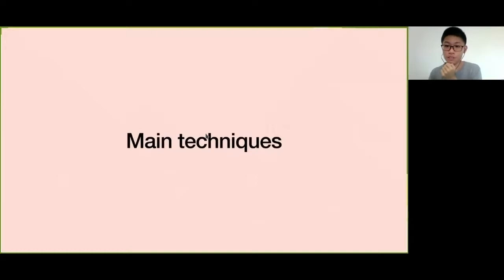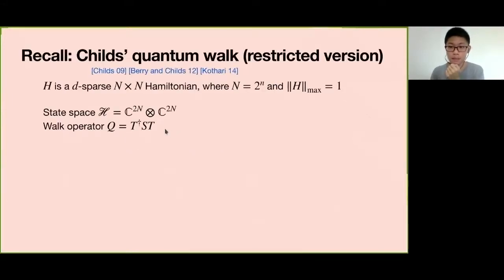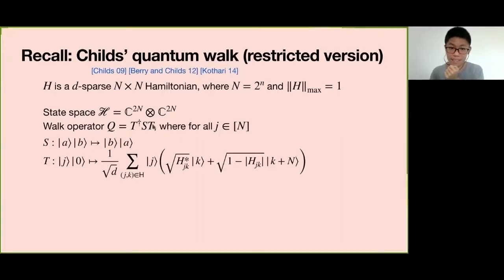Now I will go on to the main techniques of our quantum algorithm, that is the parallel quantum walk. The parallel quantum walk is based on a restricted version of Childs' quantum walk. So let's again have a quick review of Childs' quantum walk. Suppose we are given a Hamiltonian H that is a D-sparse n by n Hamiltonian. And Childs' quantum walk is a quantum walk operator Q that consists of two operators S and T. Q is a unitary in an extended space, curly H.